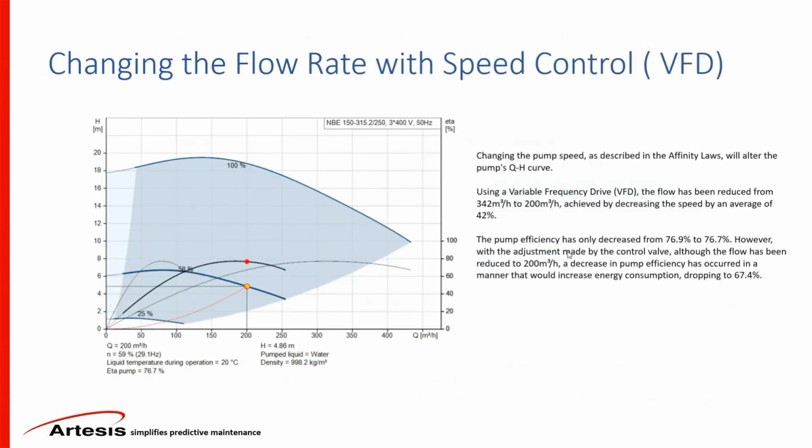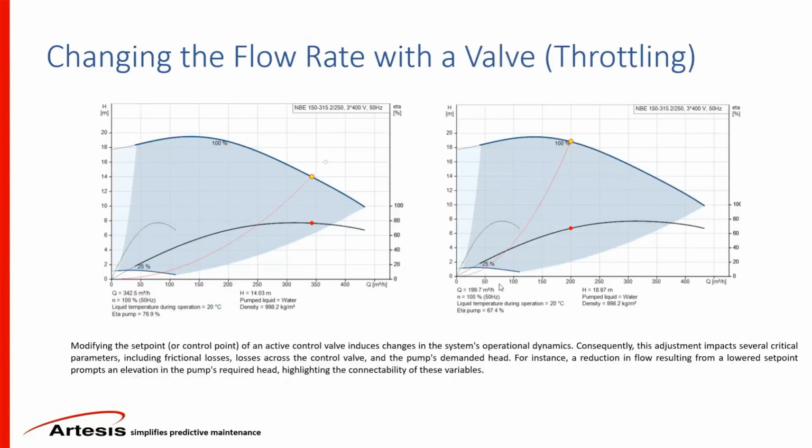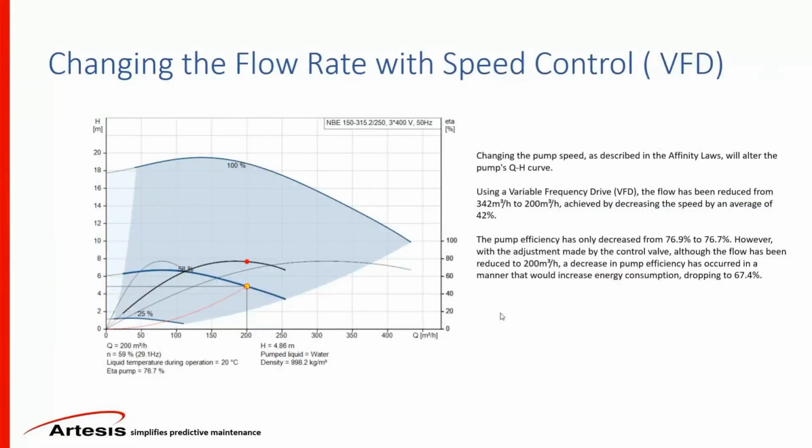So the second method to control the flow rate would be to use a VFD, and with that you can see how efficiently the pump will run. Pay attention here. The efficiency when we were doing the throttling went from 77% down to 67%, so there's a 10% efficiency decrease. When we achieve the same flow rate, the desired flow rate was 200 cubic meters per hour from 342, we do that now with only speed control. So we reduce the speed by 42%.